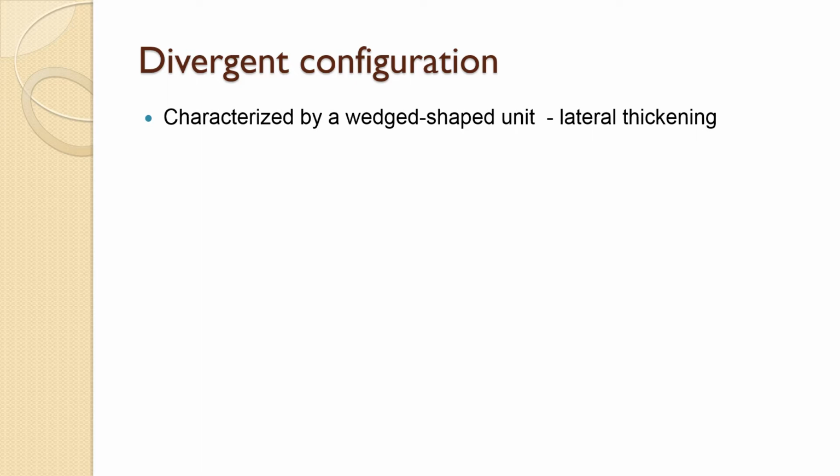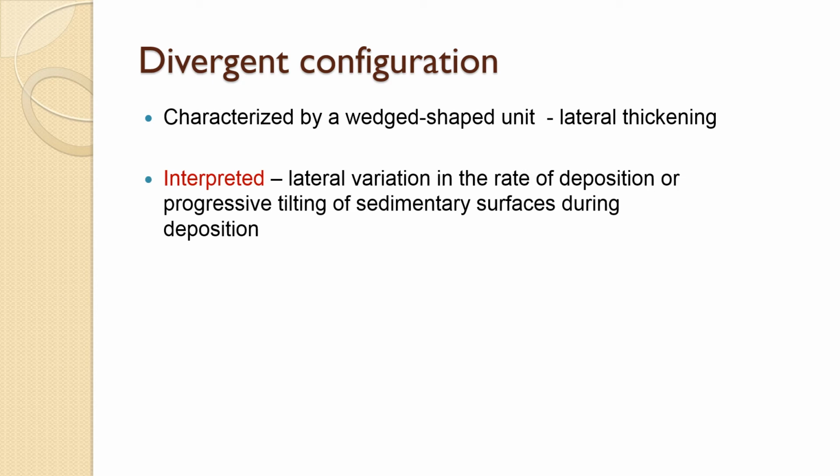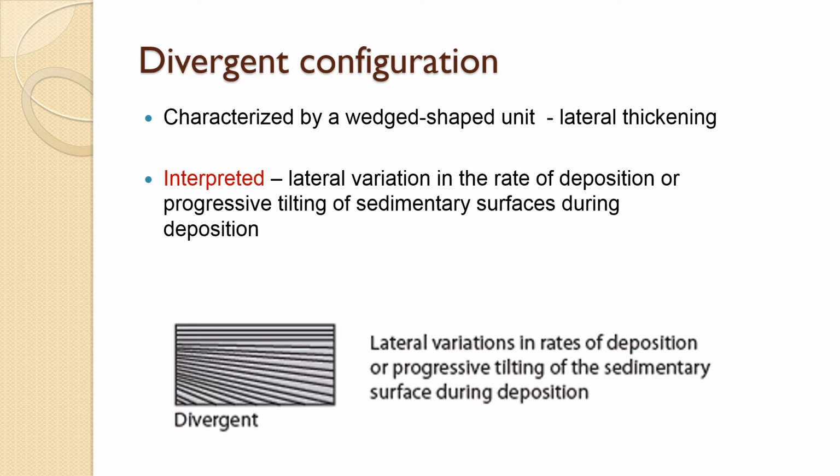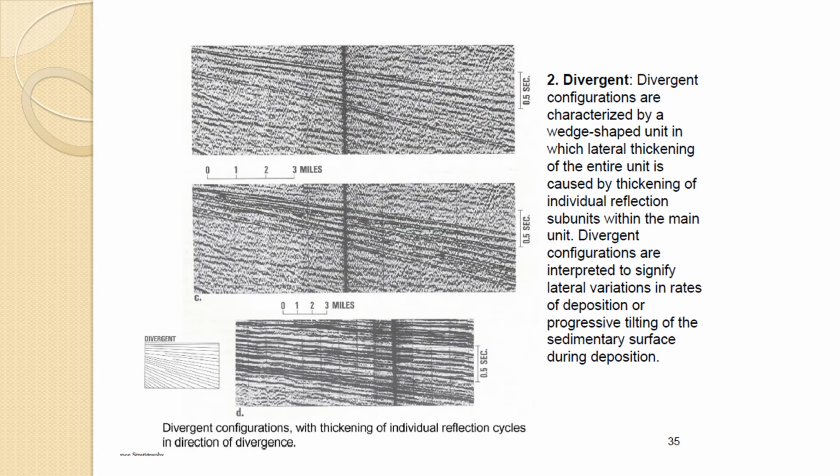This will indicate directly lateral thickening. We can interpret that as a lateral variation in the rate of deposition or progressive tilting of sedimentary surfaces during deposition. It's very clear that this pattern is very thin from one side and is getting thicker from the other side. And this figure shows the lateral variation in rates of deposition or progressive tilting. So this also indicates the environment of a progressive tilting of sedimentary surface during the deposition. Here are some examples of real records.